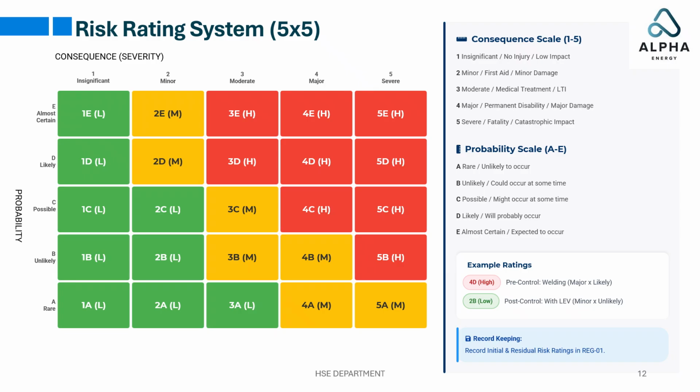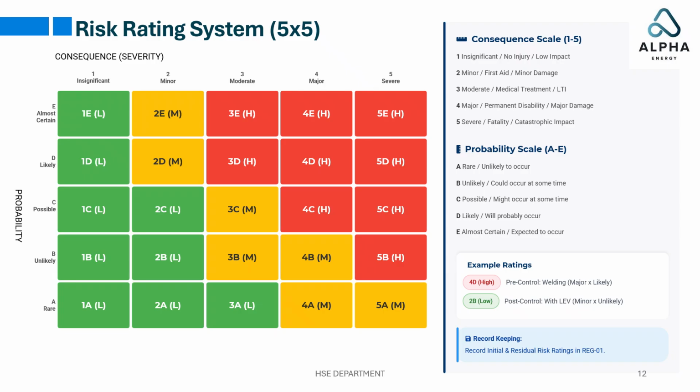The probability scale, A to E, measures the likelihood of occurrence, where A, rare, means the event is unlikely to occur. B, unlikely, means it could occur at some time. C, possible, means it might occur occasionally. D, likely, means it will probably occur. And E, almost certain, means it is expected to occur. By combining these two factors, risks are classified into low (L), medium (M), or high (H) levels within the matrix.